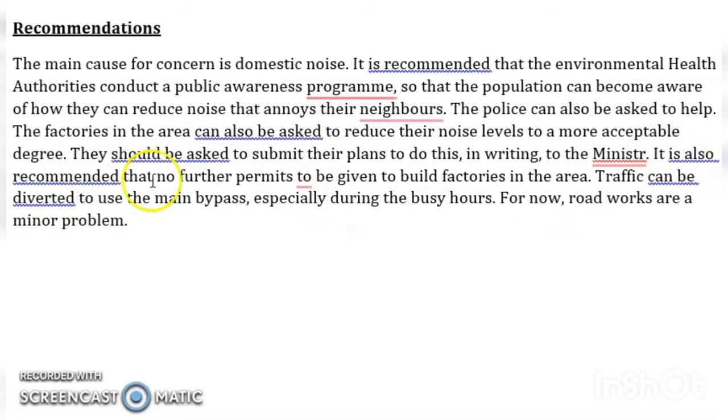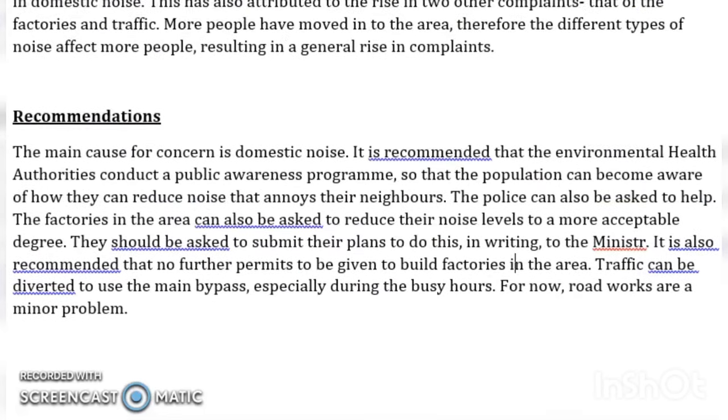It is also recommended that no further permits be given to build factories in the area. Now, traffic can be diverted to use the main bypass, especially during the busy hours. For now, roadworks are a minor problem. So this is looking at ways that you can use to minimize or solve the problem that is coming from the graph that you have just read. So that is the end.